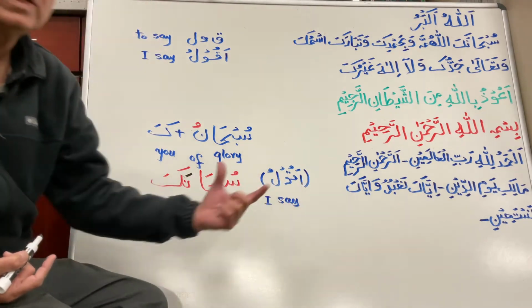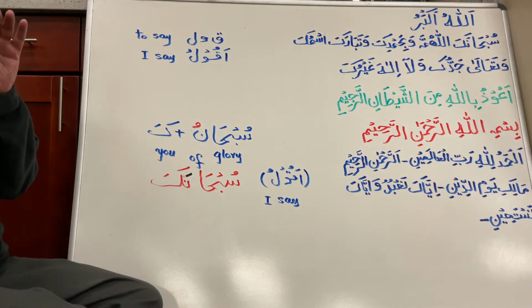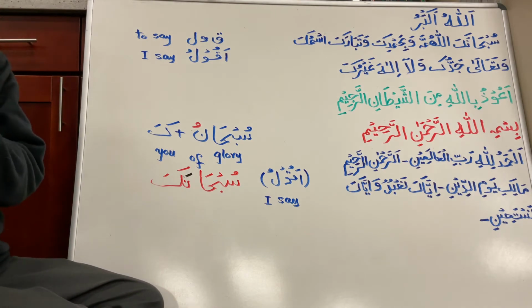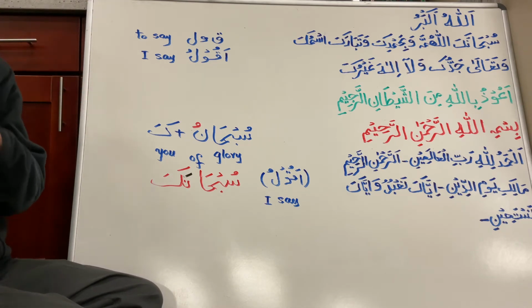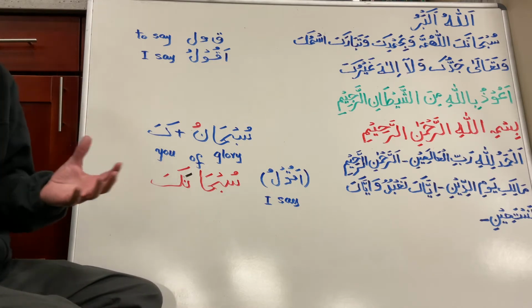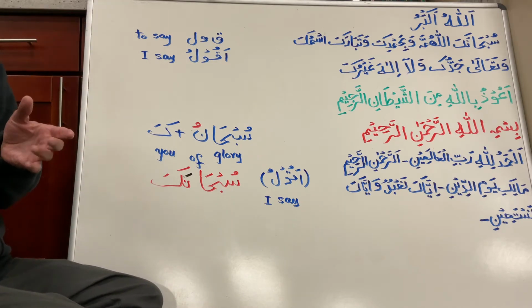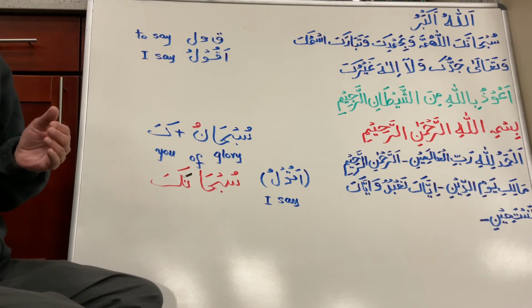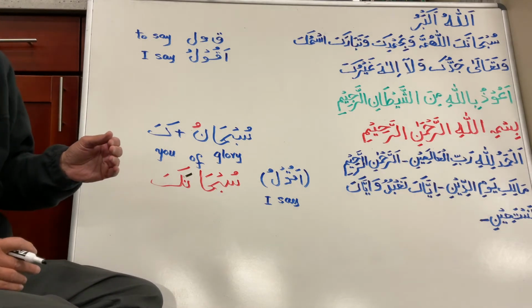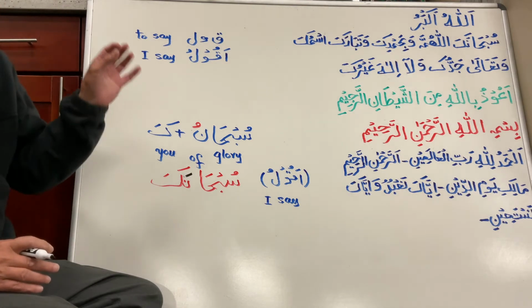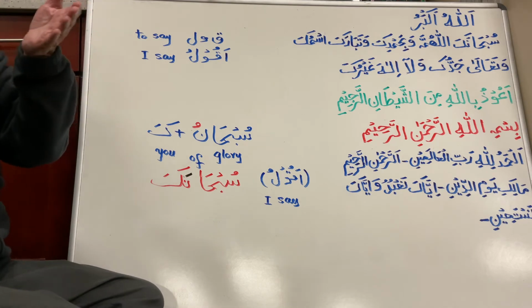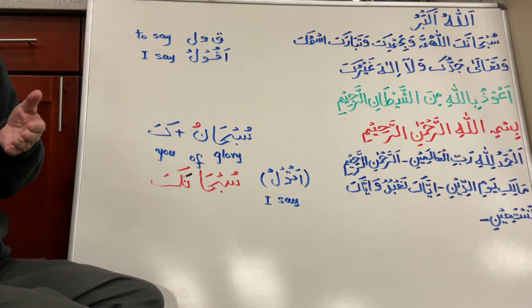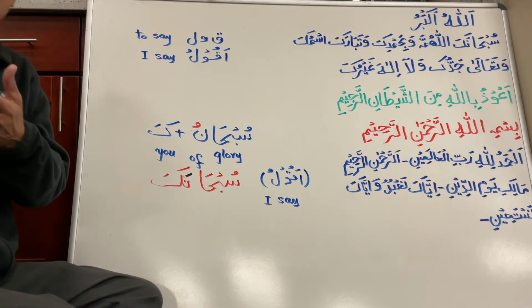This rule is called hazf. Hazf means something which is not there, but it is understood as if it is there. Mahzuf means something which is not part of it, but it has to be there to understand. Just like in English, we do this all the time. We put something in parentheses to make it understood. Hazf means something is taken out. It was not there to begin with, but it is understood that you are the one who is saying Allahu Akbar. It's implicit.